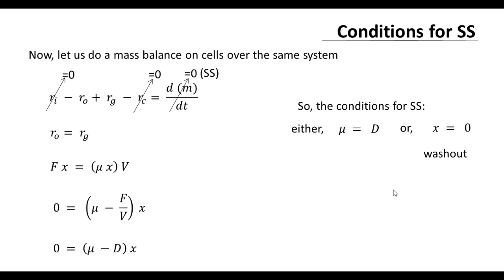There might be no cells coming out, and the reactor could be at steady state even under those conditions. But it's a useless condition. We will not be able to operate effectively under those conditions. It's non-productive having no cells in the outlet. But this is a condition for steady state. This is actually called the washout condition.